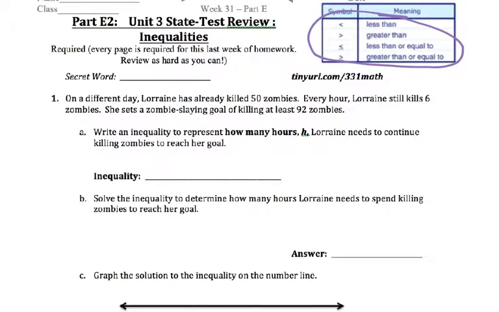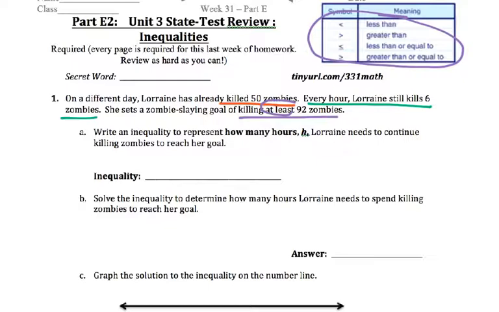Alright. Lorraine is killing some zombies. She's already killed 50 zombies, and every hour she kills 6 zombies. She sets a zombie slaying goal of killing at least 92 zombies. Write an inequality to represent how many hours Lorraine needs to continue killing zombies to reach her goal.